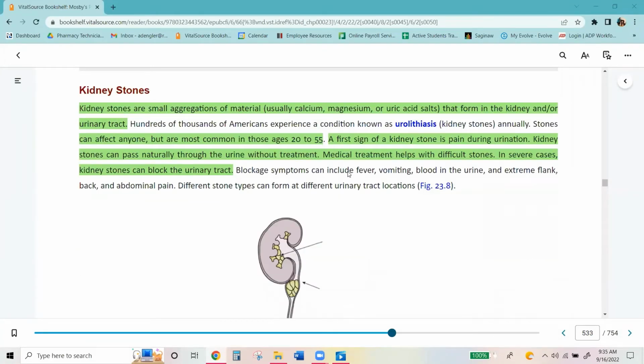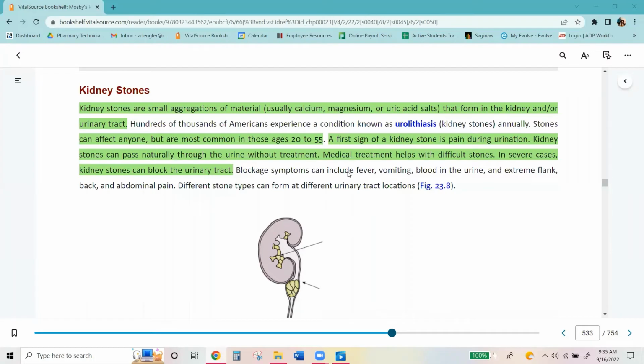Kidney stones are small aggregations of material that form in the kidney and or urinary tract. So this is usually calcium, magnesium, or uric acid salts. Hundreds of thousands of Americans experience a condition known as urolithiasis, which is kidney stones, annually. Stones can affect anyone, but are most common in those ages 20 to 55.